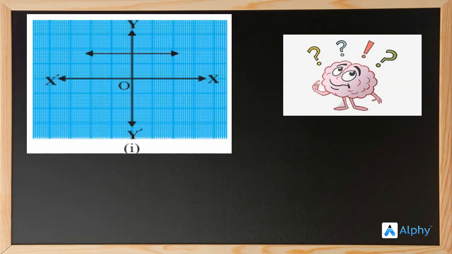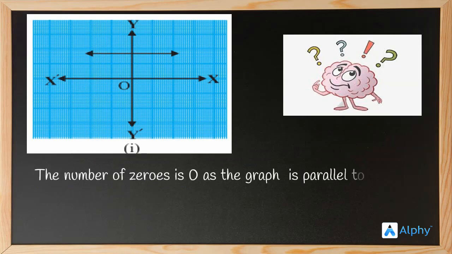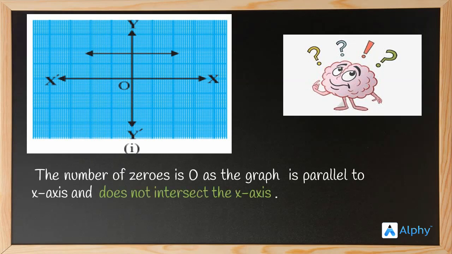Here we have the first part. This is the graph for the first part. Now let's take a look at the answer and see how many solutions we have. The number of zeros is 0 as the graph is parallel to the x-axis and does not intersect the x-axis. So in this graph you can see that there is only one straight line and it does not intersect the x-axis, hence there are no zeros for this particular polynomial.